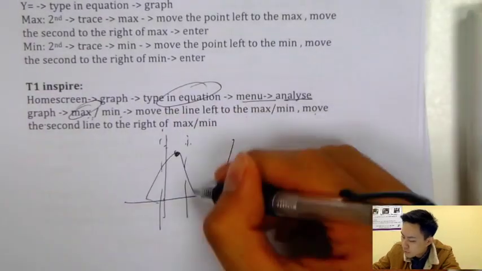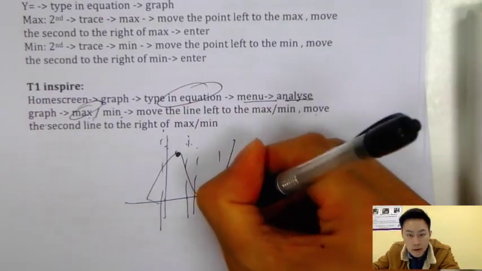Okay, so for the minimum, you do the same thing. So the lower bound here, upper bound here. Yeah. So next page. So the next page is differentiation.